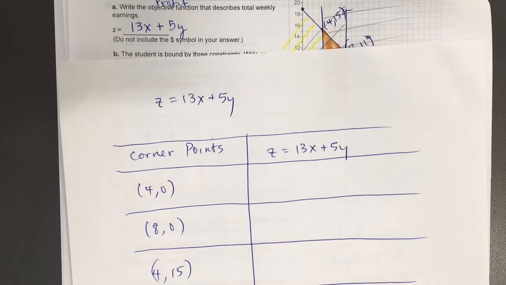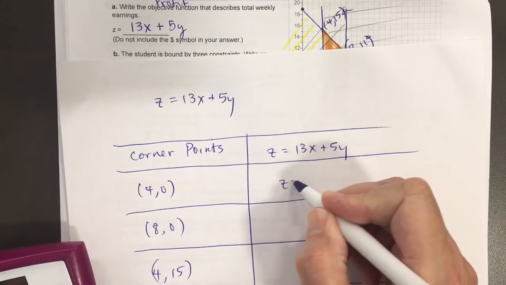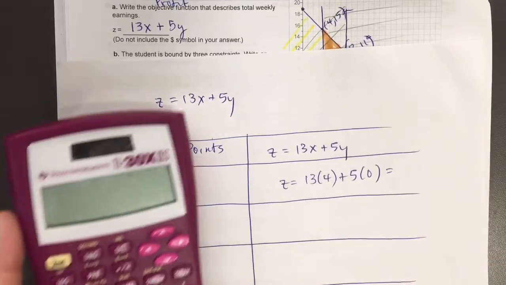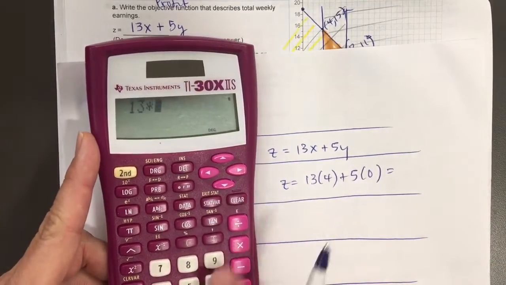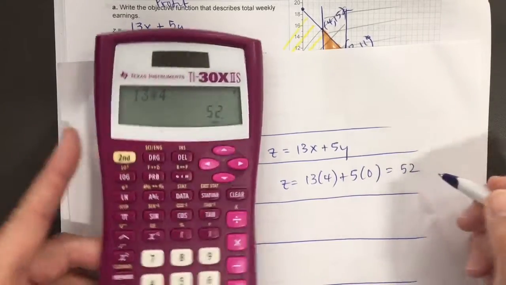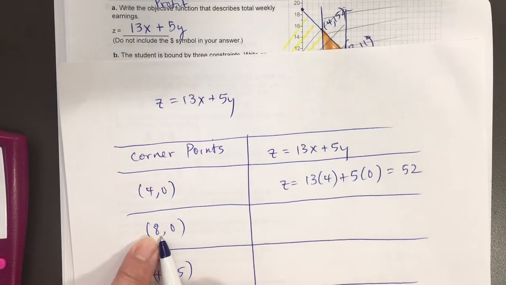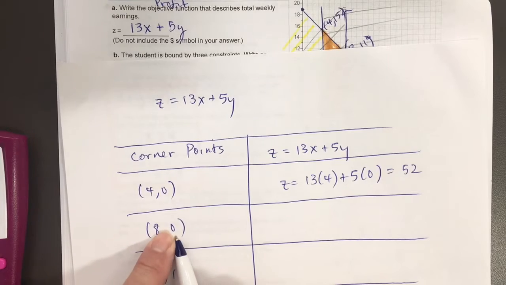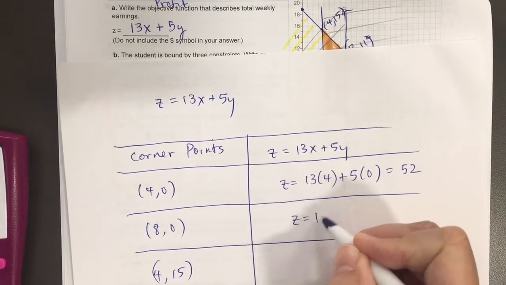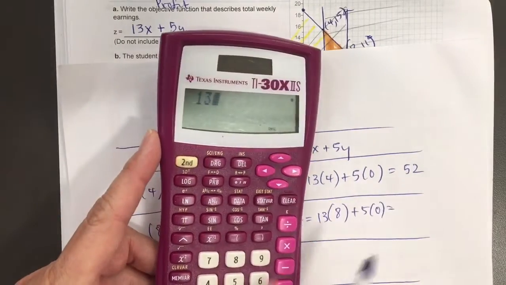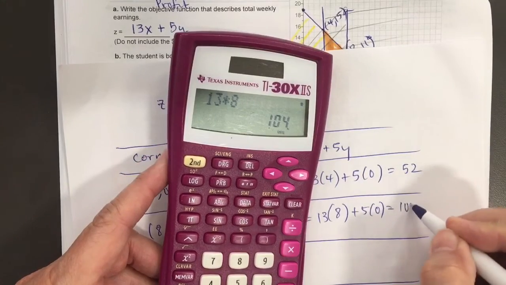So for the first one, I'll plug in 4 for x and 0 for y. Z equals 13 times 4 plus 5 times 0. On my calculator, I'll do 13 times 4, and I get 52. For (8, 0), this would be the student tutored 8 hours, teacher's aide 0 hours. If the student did that, 13 times 8 plus 5 times 0, 13 times 8 is 104.